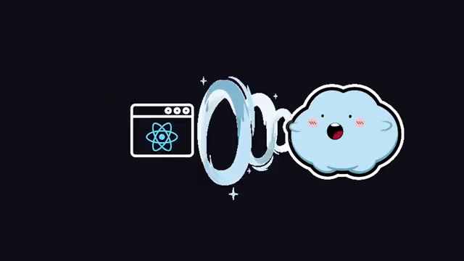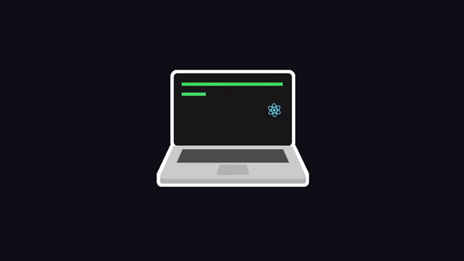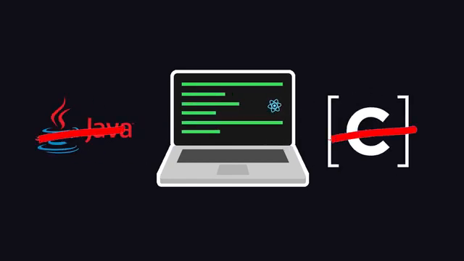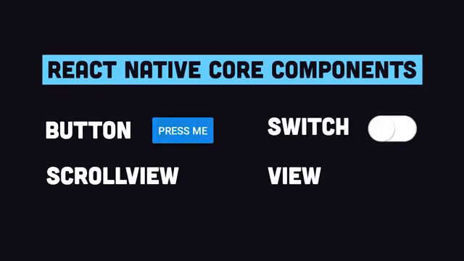You can't just take your existing React web app and upload it to the App Store, but you can use the React skills you already have to build a native app without ever having to touch Java or Objective-C. Instead, you import building block components like button, switch, scroll view, and the most fundamental of which is view.